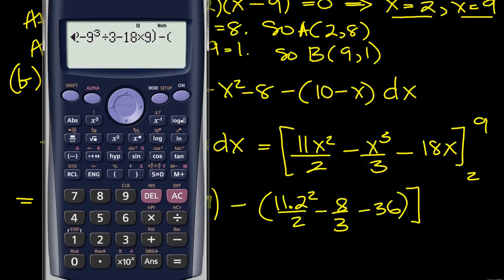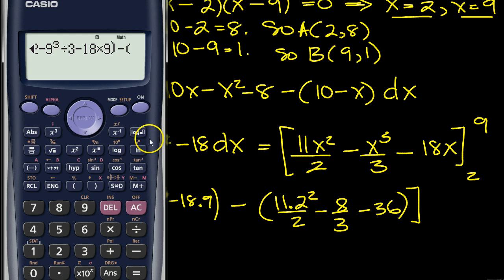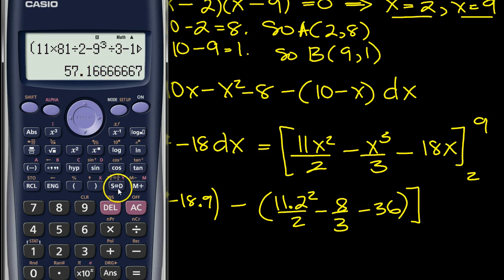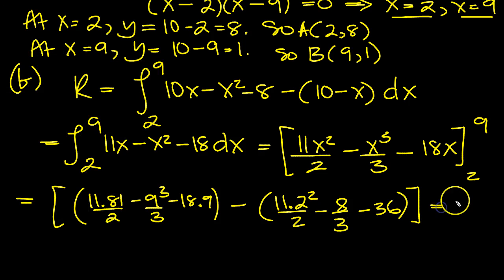I'm going to move the calculator over so I can read it easily. 11 times 2 squared. 2 squared is 4. 4 over 2 is 2. So that's 22. So I'm going to put 22 minus 8 thirds minus 36. Close that bracket. Equals, we get 57.166 and so on. Or 343 over 6. And that's units squared because it's a measure of area, and that's the exact answer.